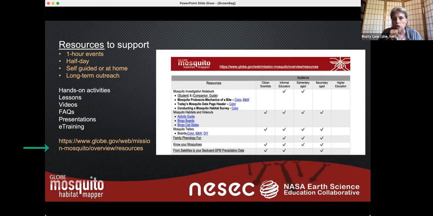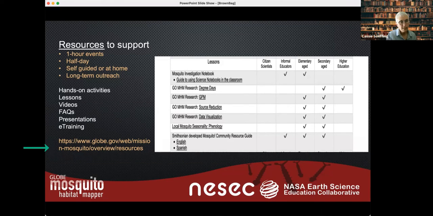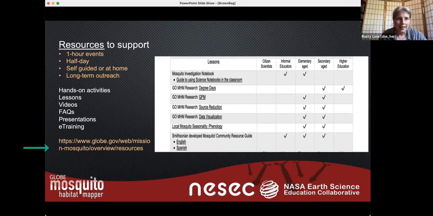But you can see that you can choose your audience for each of these resources. And you can choose what age of resource you have and whether you're working with citizen science or informal educators or students. And some of our resources are in Spanish, for example, the Smithsonian Mosquito Community Resource Guide that Rusty was part of. Yeah, that's a good point.